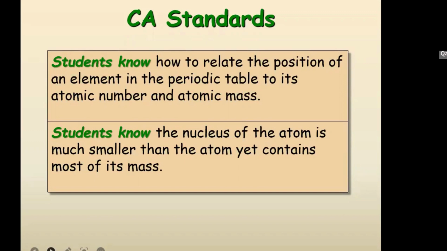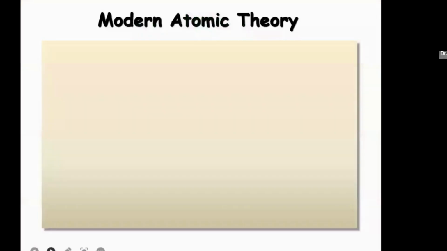That is why we say the whole of the mass of the atom is concentrated in the nucleus. Why? Because it contains protons and neutrons and both have equal mass. That makes your nucleus heavy. Clear? Now let's come to modern atomic theory.